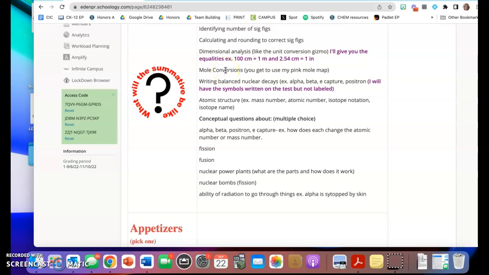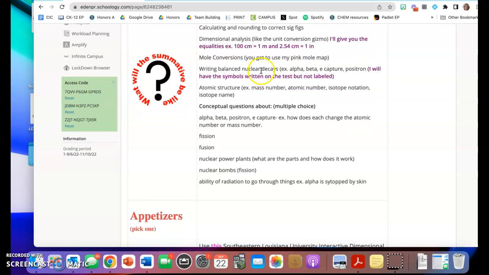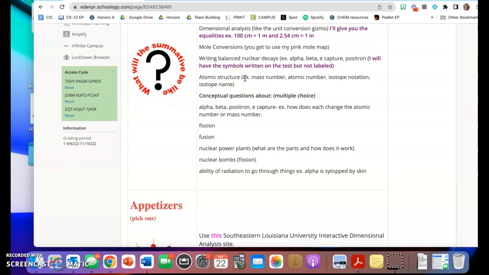Also, there's going to be mole conversions, writing out balanced nuclear equations, and I'll have a little box with the symbols of things like the alpha particle or the neutron, just like on the worksheet.